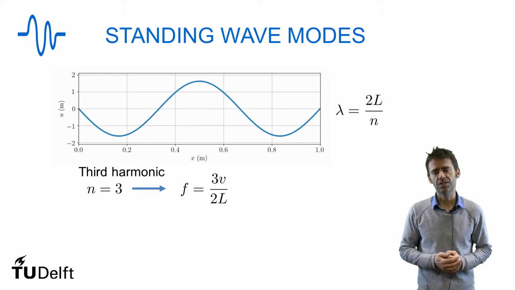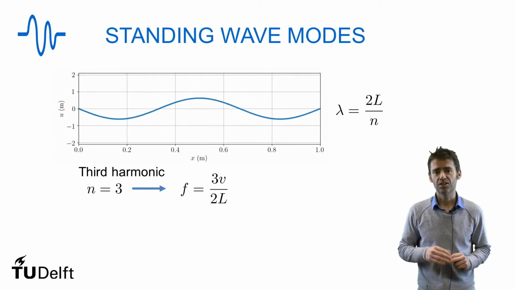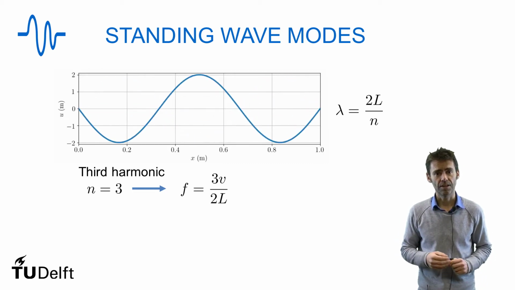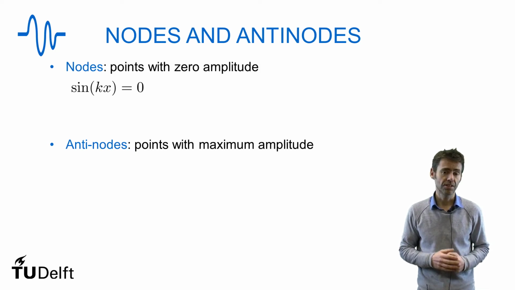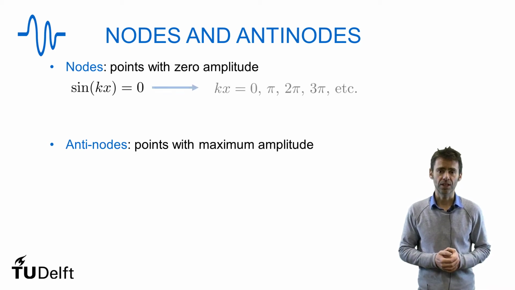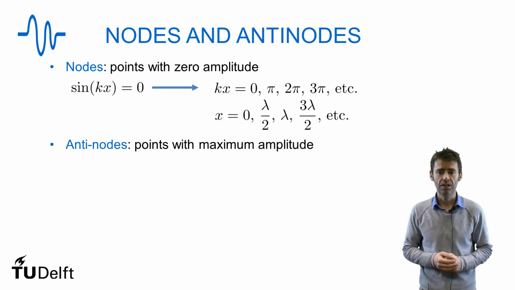Now, as you have seen from these animations, there are certain points that oscillate with a large amplitude and some points that don't oscillate at all, that have amplitude 0. These are called nodes and antinodes. Now, the nodes are the points with 0 amplitude. This is the case when sine kx equals 0. Now, you know that this is the case when kx is equal to 0, pi, 2 pi and 3 pi. This occurs then at locations of x equal to 0, lambda over 2, lambda, 3 lambda over 2, etc. For every wavelength that is a solution to these boundary conditions.